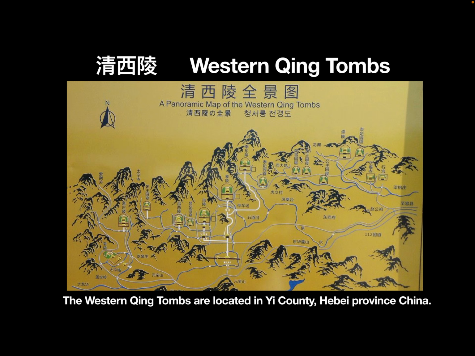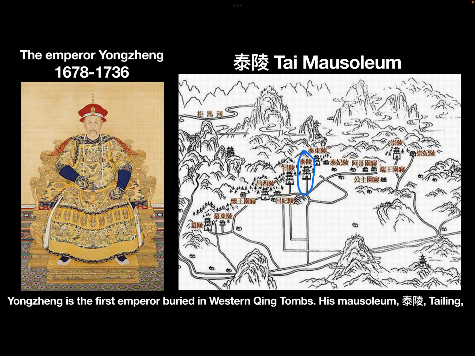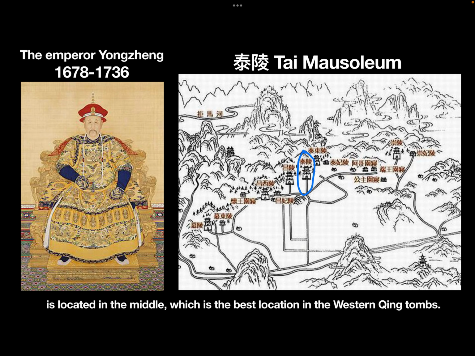The Western Qing tombs are located in Yi County, Hebei Province, China. Yongzheng, Jiaqing, Daoguang, and Guangxu are buried here. Yongzheng is the first emperor buried in the Western Qing tombs. His mausoleum, Tailing, is located in the middle, which is the best location in the Western Qing tombs.